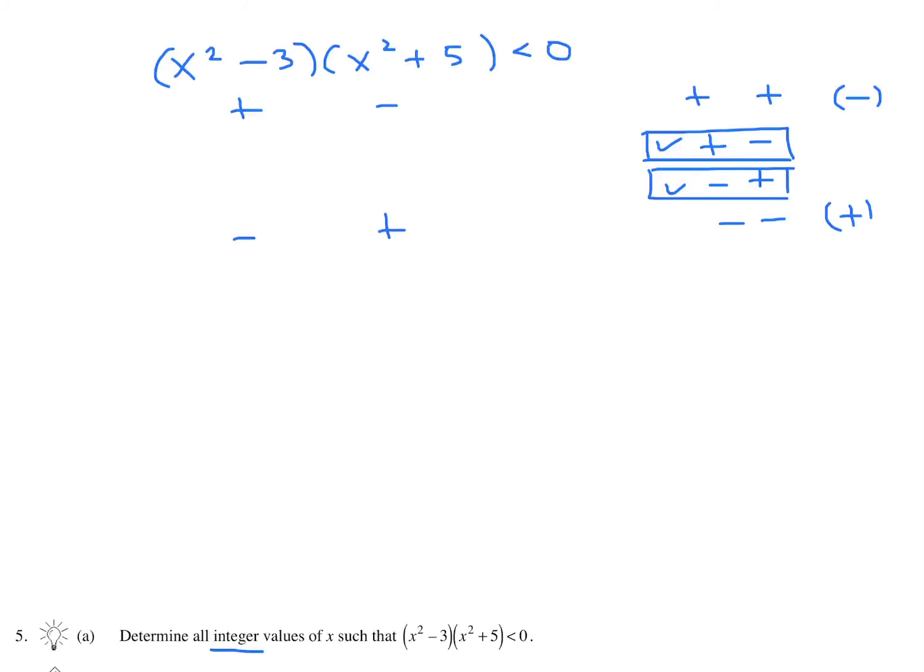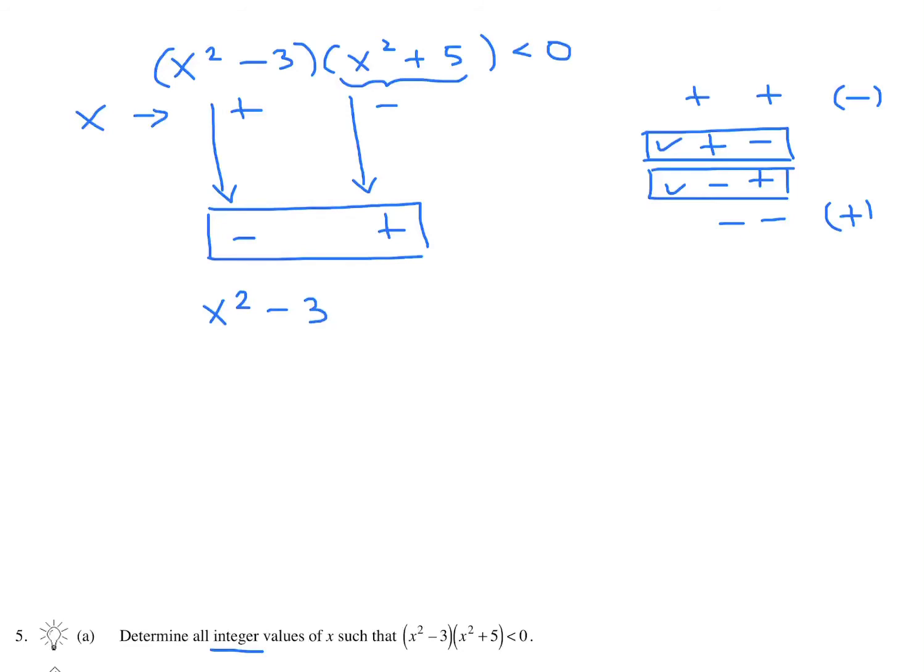All right? Now, in the first scenario, one thing I noticed is that x squared, x is an integer, if you square it, it will be positive. If you square any number, it will be positive. So then if you add 5 to it, it will be positive again. So this can never be negative. So this is out. So the only scenario is this one right here, where x squared minus 3 is negative and x squared plus 5 is positive. So let's go with that. x squared minus 3 is less than 0 and x squared plus 5 is greater than 0, like that.